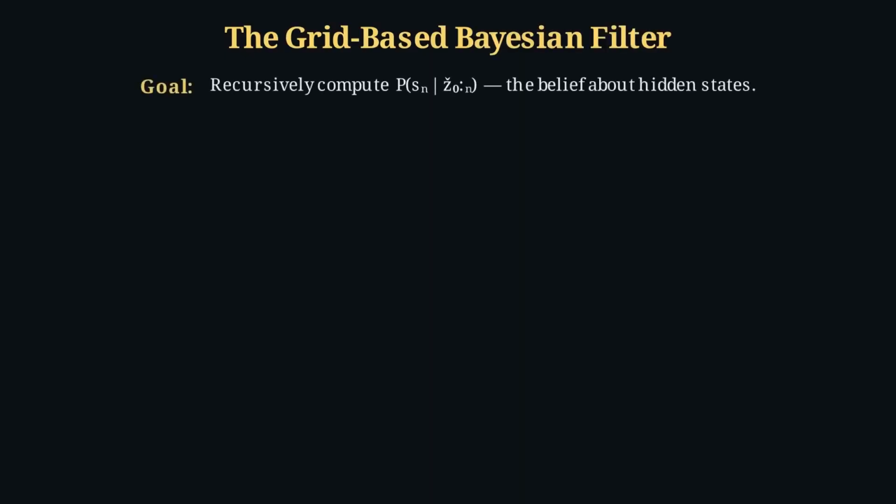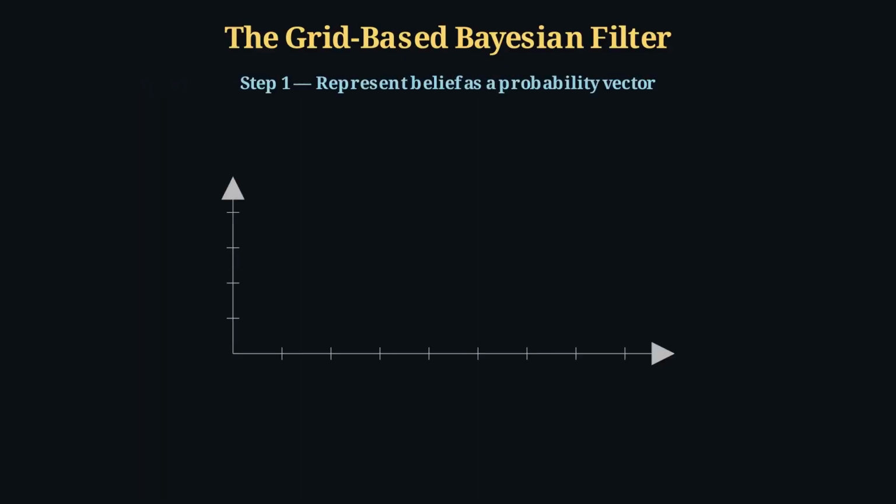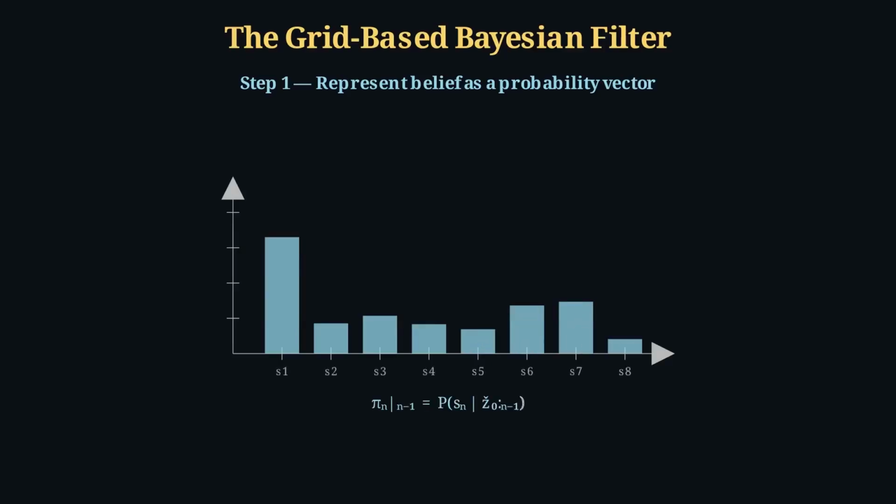The grid-based Bayesian filter is the heart of the system. Its goal is to recursively compute the belief about the hidden state, the probability distribution P of Sn given all observations up to time n. Step 1. We represent this belief as a probability vector pi n given n-1. Each element of this vector is the probability of the hidden state being in a particular category. The bar chart shows this distribution. Each bar is one hidden state's probability.